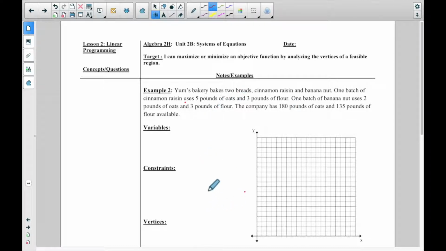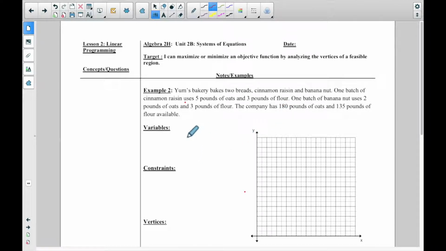Okay, our first step here is to define the variables. Quite honestly, there is a lot going on here, and sometimes it's hard to decide what the variables should be. As you think about this, you have several options. You could have cinnamon raisin and banana nut be the variables, or you could have oats and flour be the variables. It's really hard to tell.